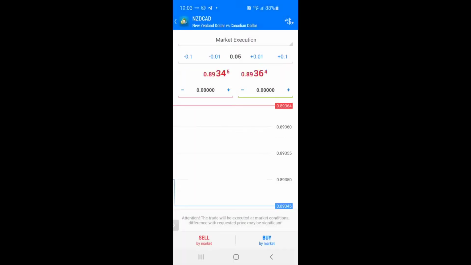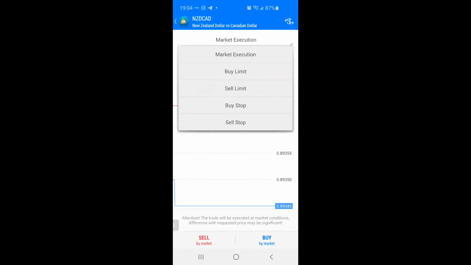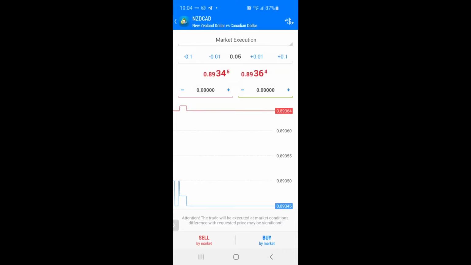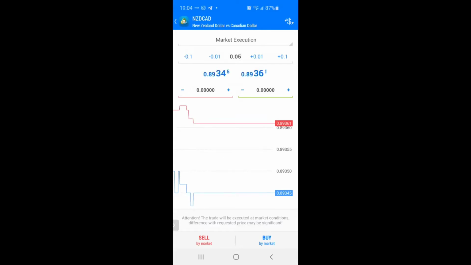And then remember, I said market execution. Right here at the top, you see it says market execution. Now, if I would have said sell limit, buy stop, or sell stop, then you would press whatever it is that I said. But since I said market execution, you would just leave it on that. You would check your lot size, right? And then now all you need to do is, you see I have 2 zeros down here. At the bottom, it's a red line with a whole bunch of zeros.